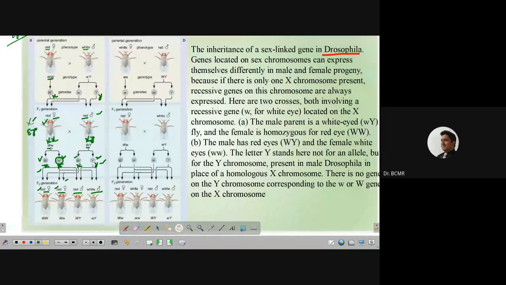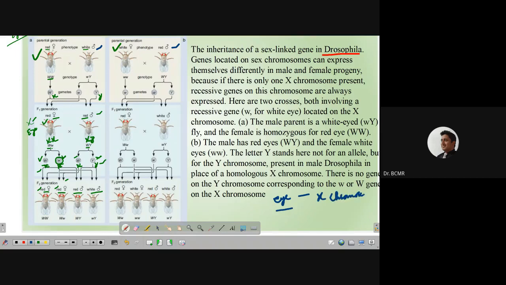The second one is also very much similar, except that the parental genotypes are changed. Here we started with a red female, whereas here we are starting with a white-eyed female and a red-eyed male, as opposed to a white-eyed male. So everything will go the same way. What you should understand here is that the eye color is linked with the X chromosome.